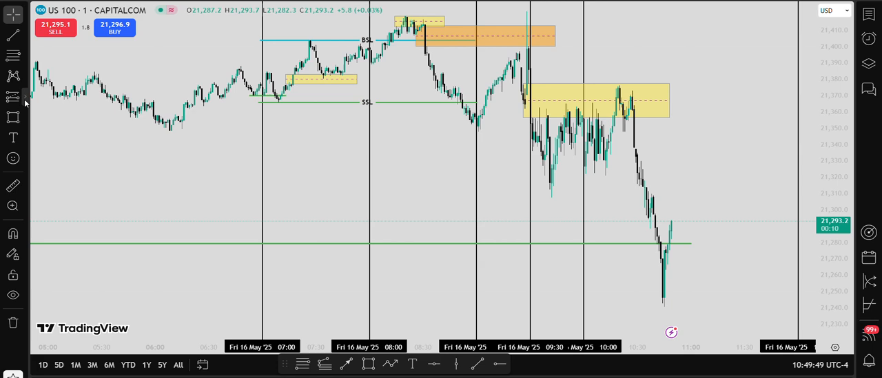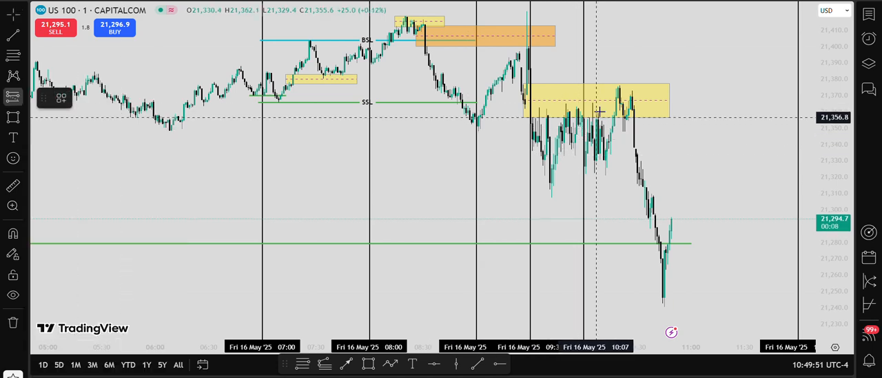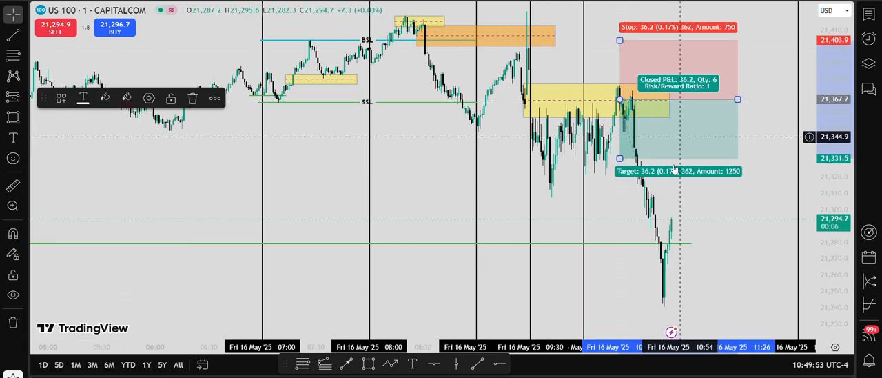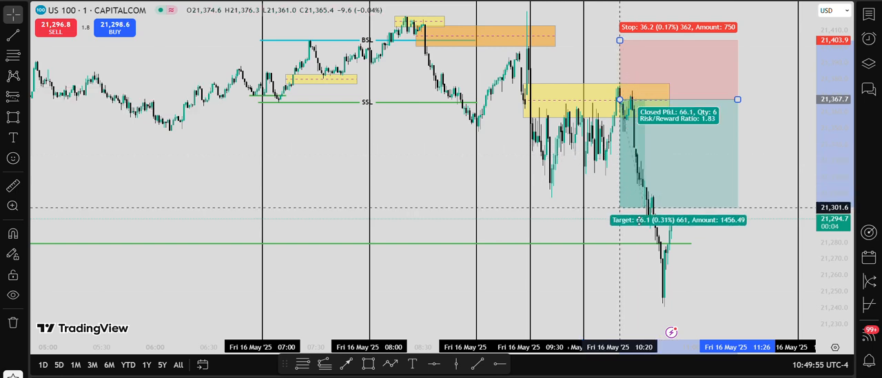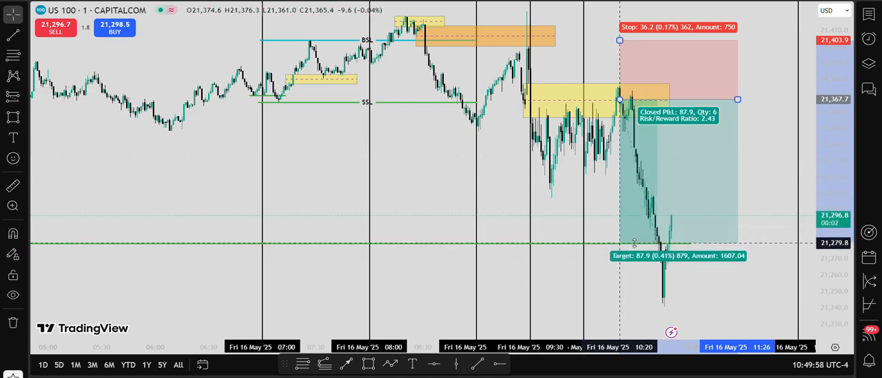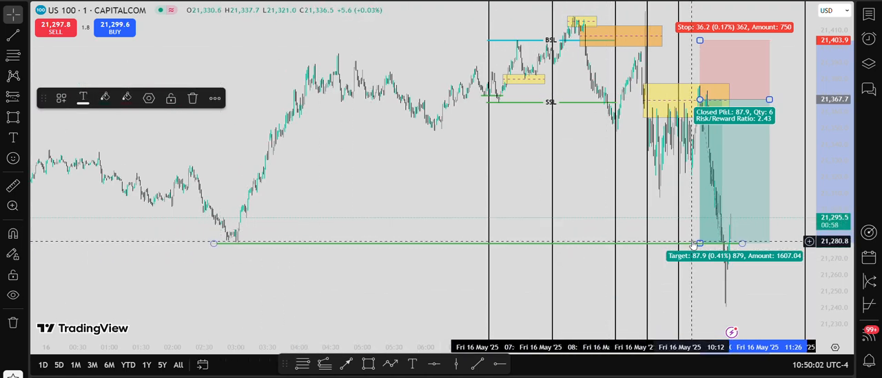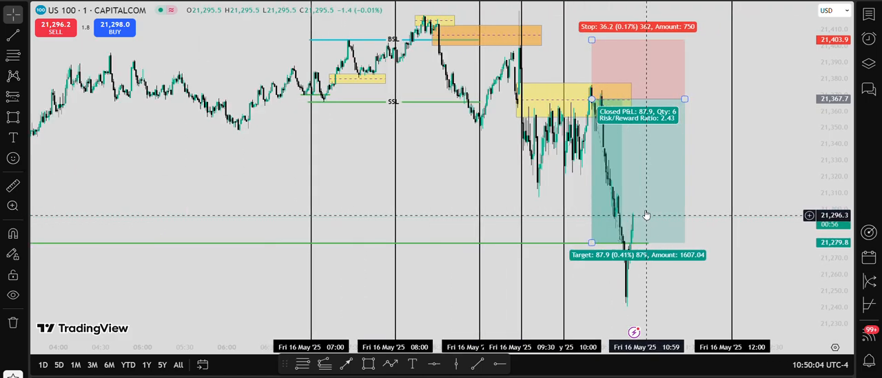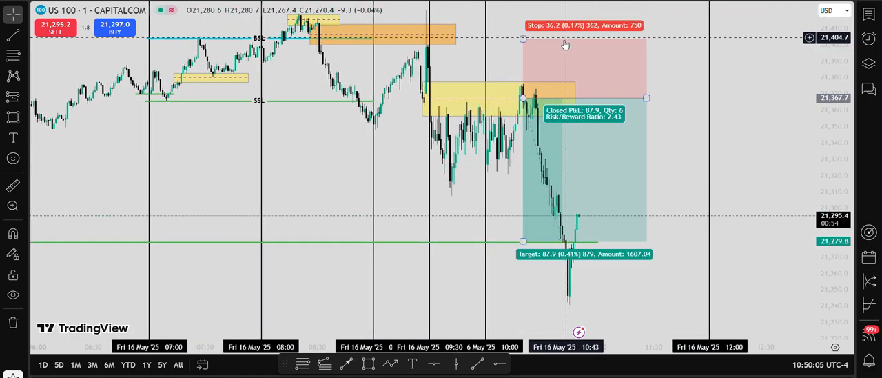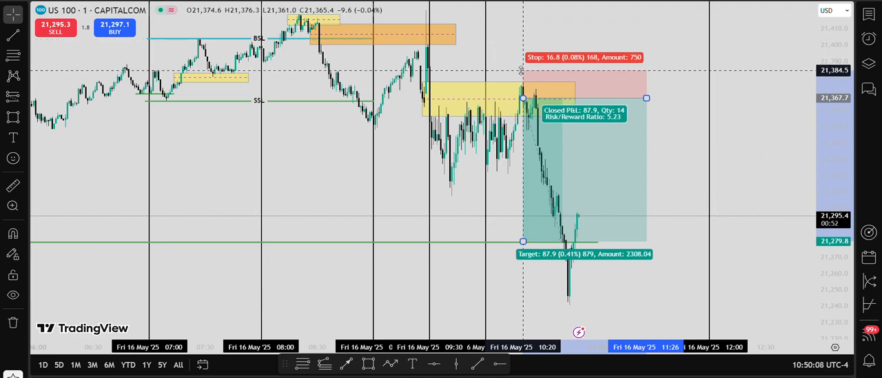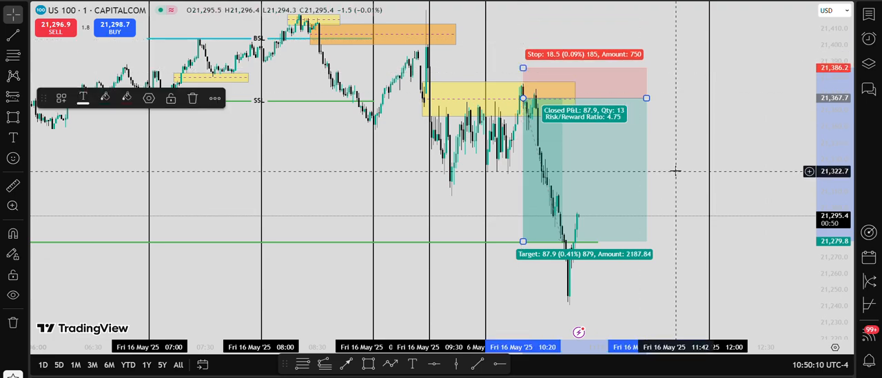So if you were to take a short right here, you would have anticipated these previous lows, or make sure your stop loss is right above there, but you give it room to play.